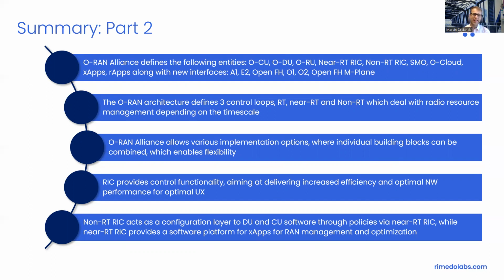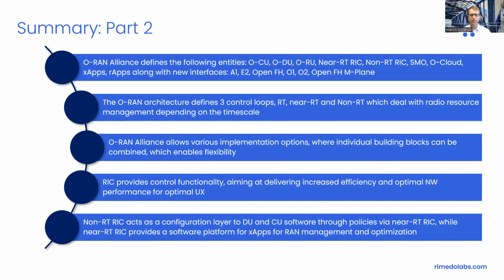So let me summarize that second part again. We were speaking about the O-RAN Alliance specifically because it defines the architecture and specifies entities like O-CU, O-DU, O-RU, near real-time RIC, non-real-time RIC, SMO, O-Cloud, xApps, and rApps. So a lot of different entities. Most of them are adapted from 3GPP with an additional control mechanism on top. With the new interfaces, the A1 and E2 for control, Open Fronthaul to split the DU and RU into O-DU and O-RU, O1, O2, and Open Fronthaul M-plane for management.